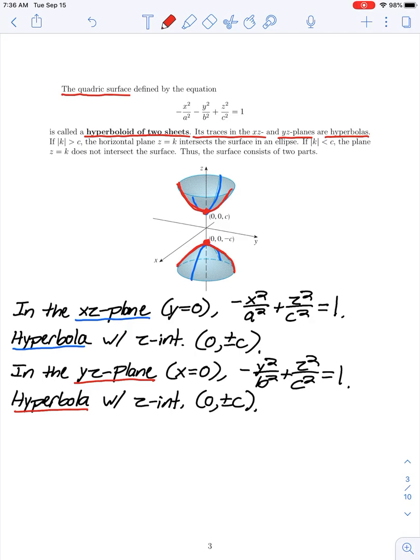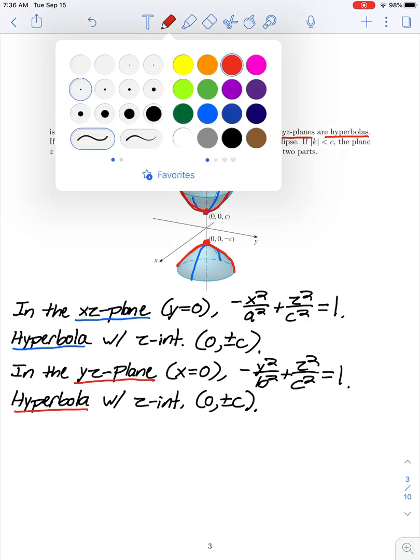So let's consider the last type of trace, a trace in horizontal planes. So here, it's a little bit tricky. We have some sort of restriction as to when our surface will actually have a trace in a horizontal plane. So let's consider what that restriction is.